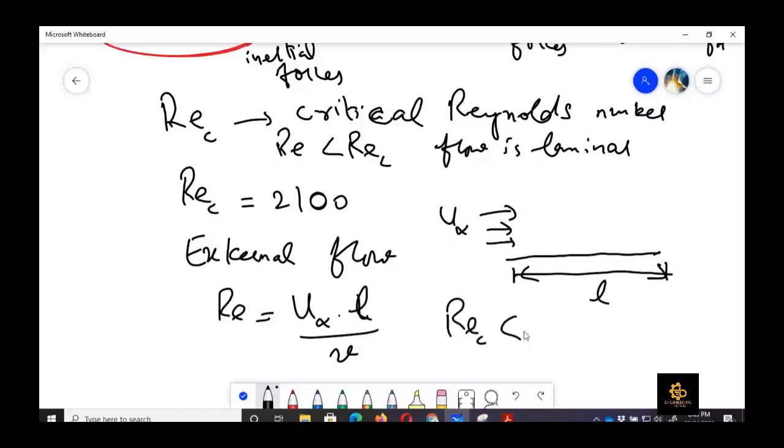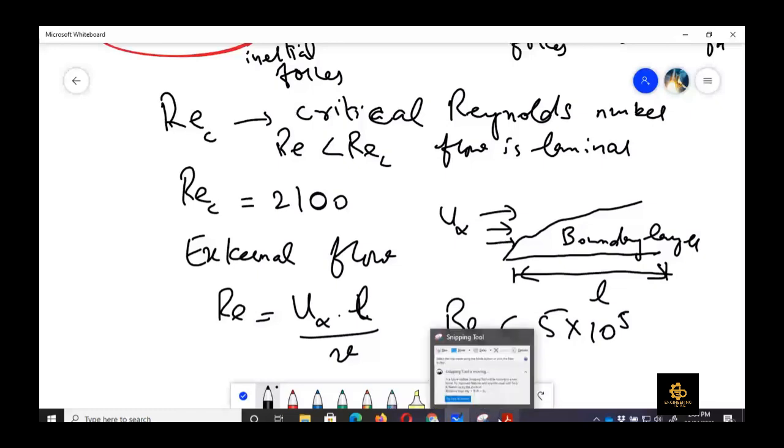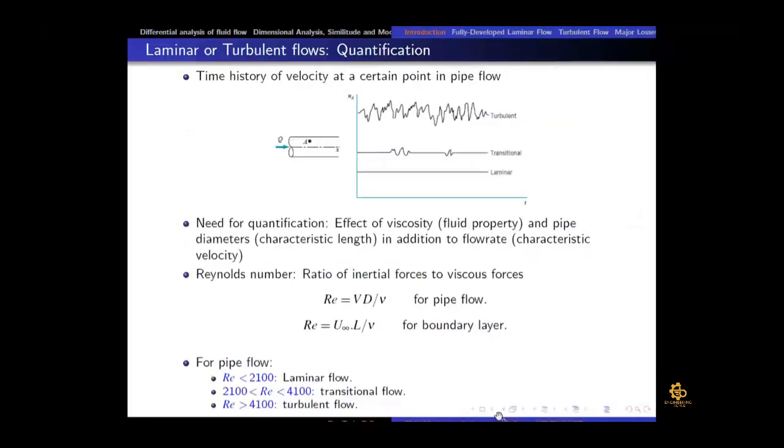It means that up to 5 lakh, the flow inside the boundary layer stays laminar. We call it the boundary layer, and we will talk about it in detail in chapter number 8. So in the boundary layer, the critical Reynolds number to become turbulent is 5 lakh. But for pipe flow, it is only 2000. This is because the dynamics of internal flow and external flow are completely different, so the value of critical Reynolds number is also significantly different for internal and external flows, right?